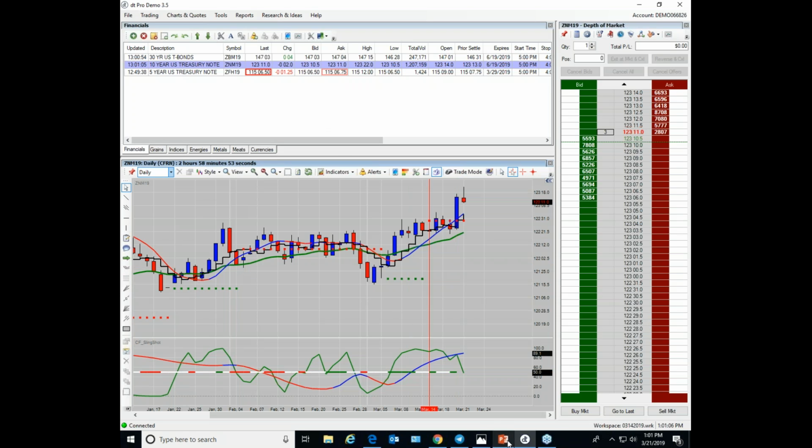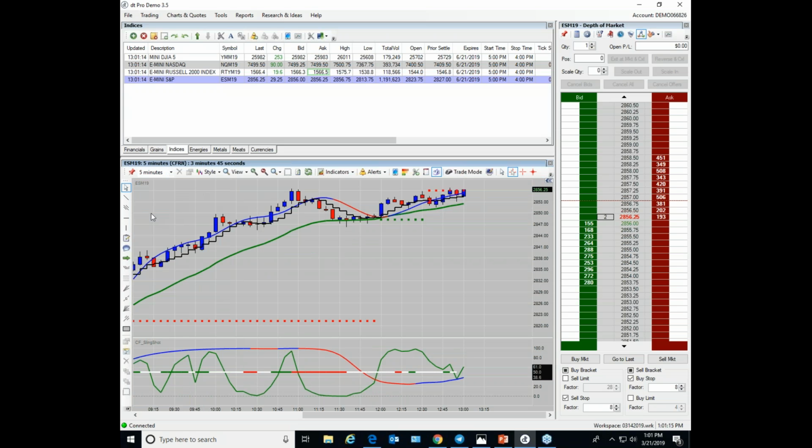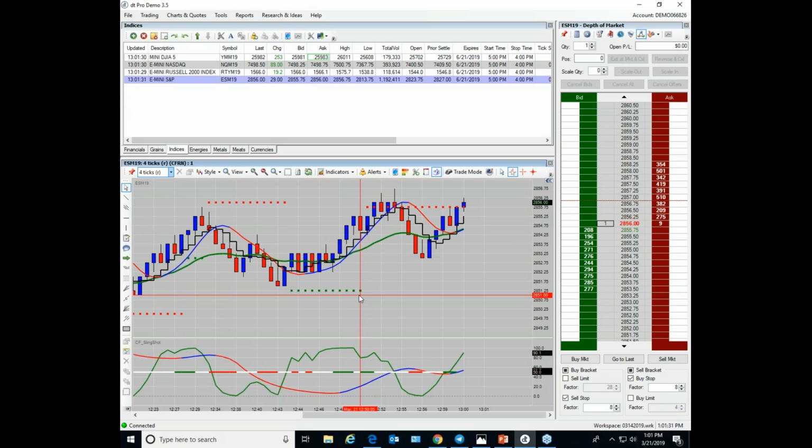Okay. Time frame. Chances are you're looking at a time-based chart. You might be on a daily, an hourly, or 5-minute. The idea is to get to a 4-tick range chart. So next to the time frame, 5 minutes, you hit this drop-down box and go down to custom. A box is going to open up. You select range bar, make that one look like a 4, then hit OK. This is the S&P 500 on a 4-tick range.